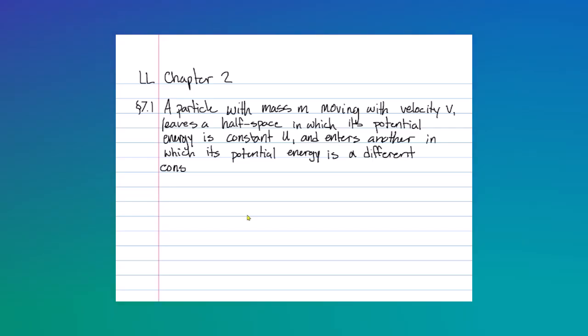And our goal is to determine how the motion of this particle changes as it crosses that boundary. We know that within any region of constant potential, the velocity will be constant, and that the velocity will change as it crosses the boundary.